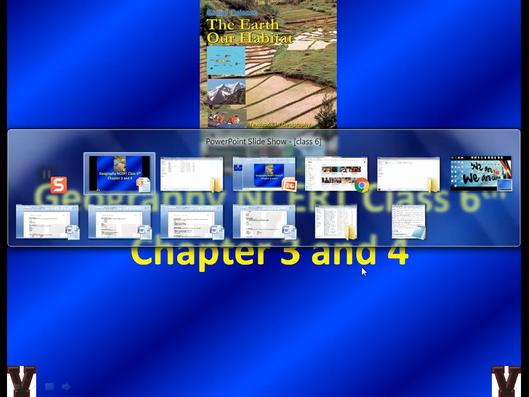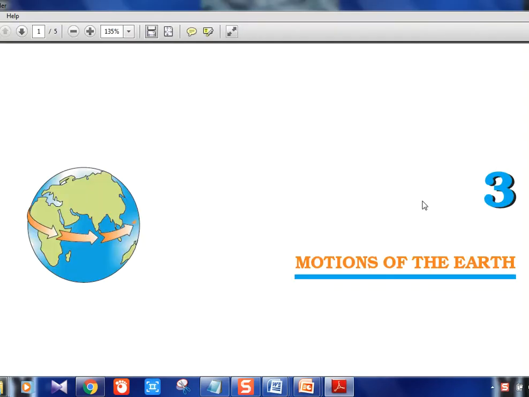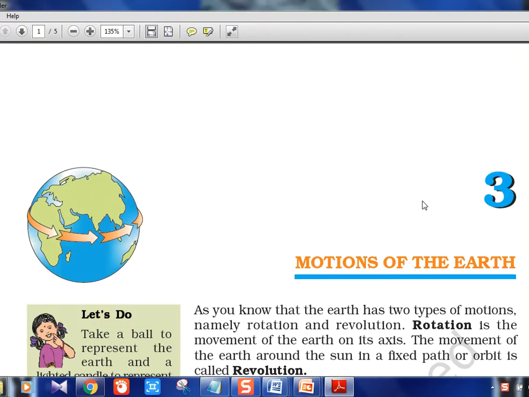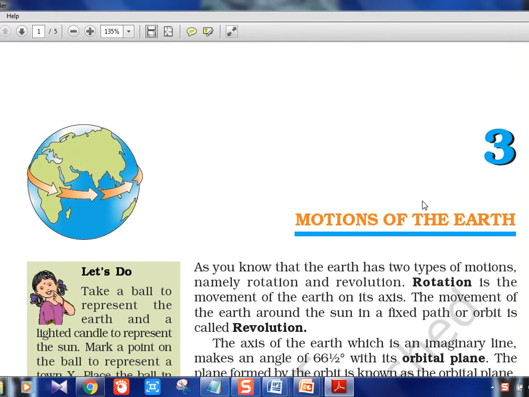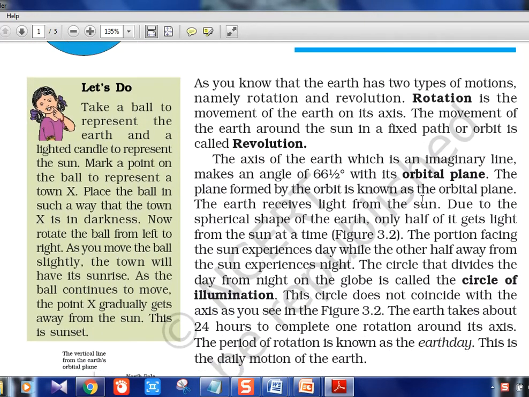So we'll go by the NCERT PDF itself, which I have downloaded from the NCERT website. Chapters 3 and 4 are actually very small, simple chapters. Motion of the earth, about the rotation, revolution and all. As you know, the earth has two types of motions, namely rotation and revolution.